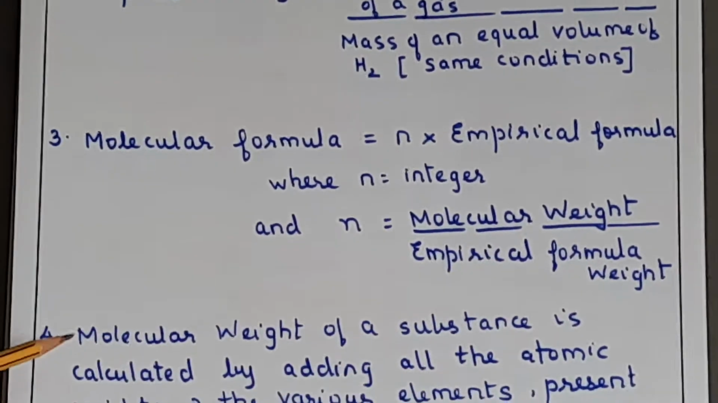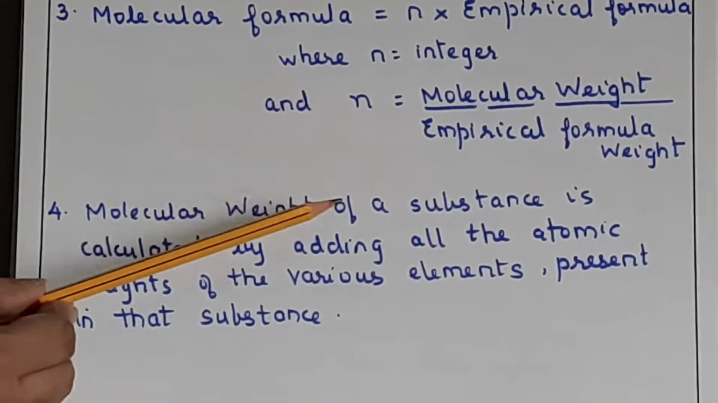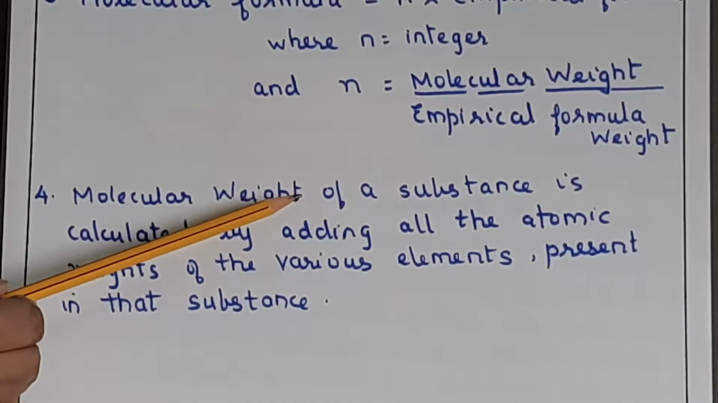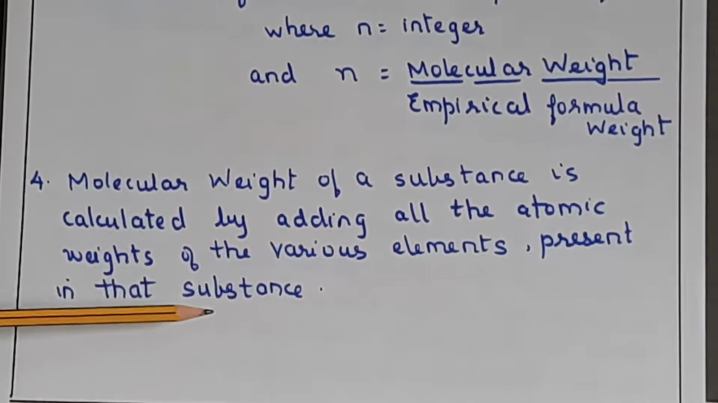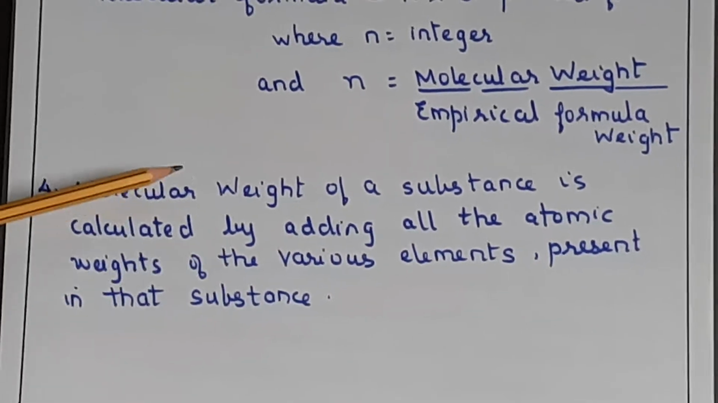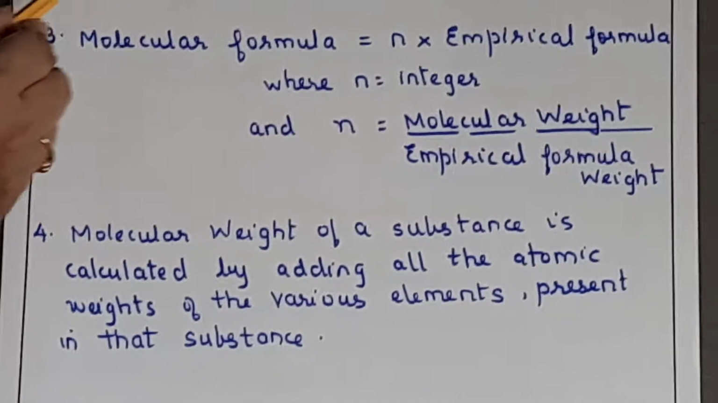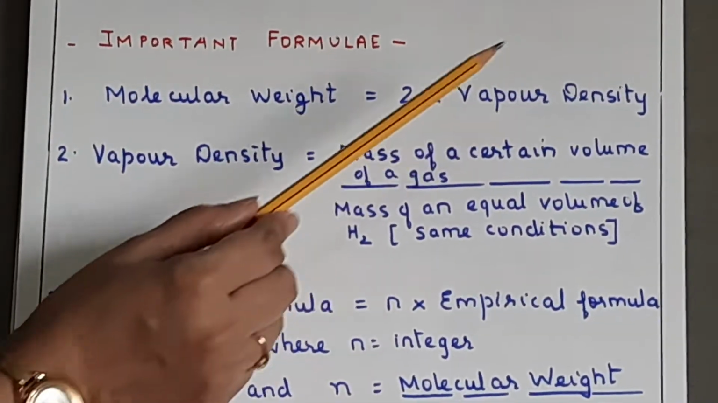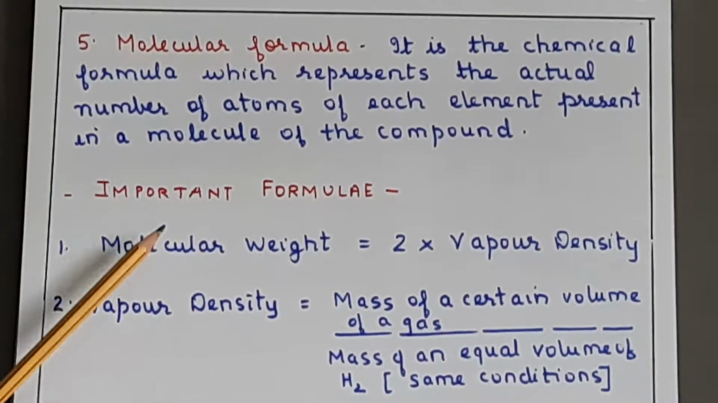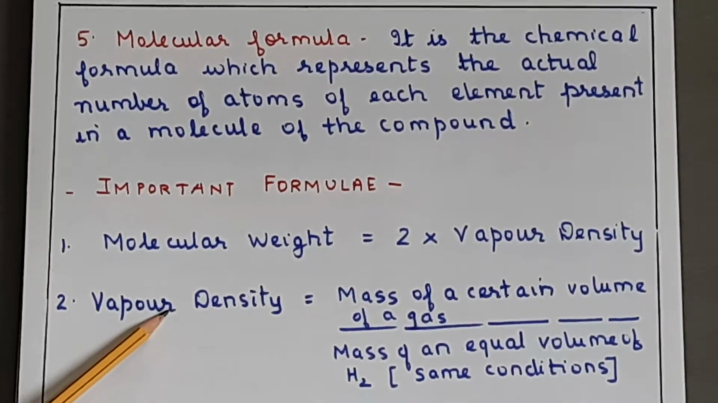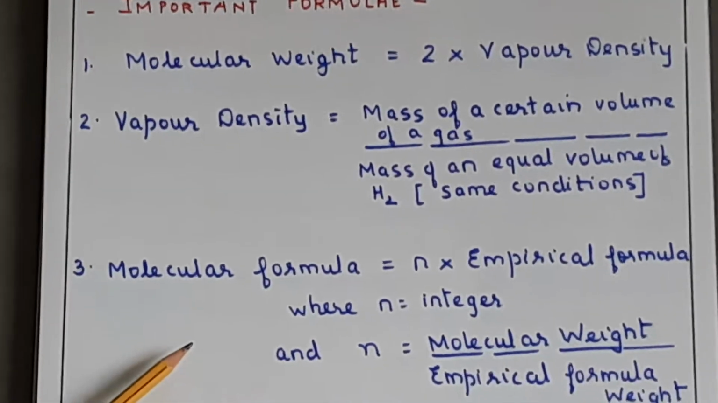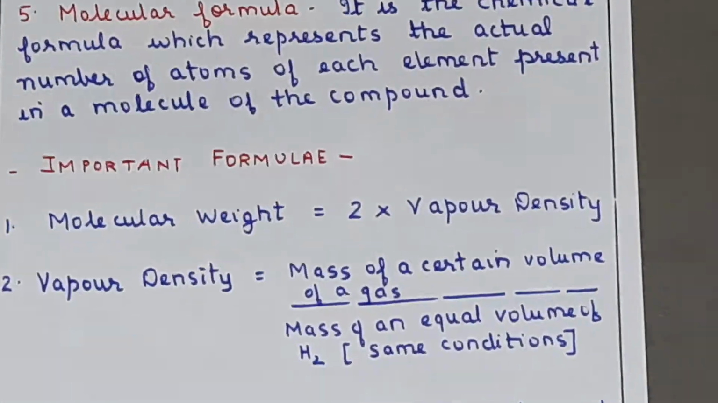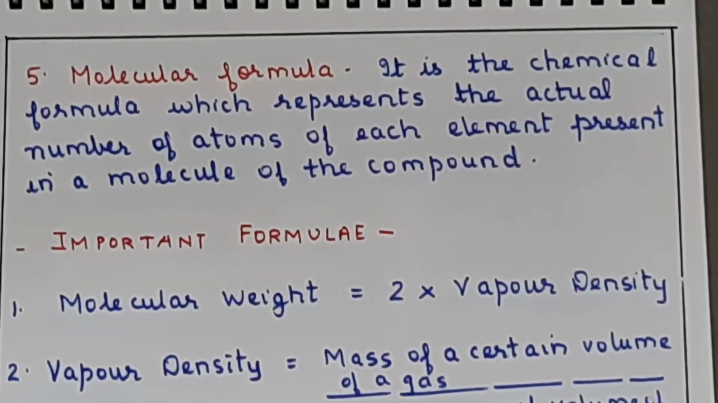Then fourth is molecular weight of a substance. This you already know, in 9th standard we have done calculation of molecular weight, by adding all the atomic weights of various elements present in that substance. So given the atomic weights, you can find the molecular weight, and hence you can find the vapor density. So one type of numerical will be based on that, another type based on this formula, and the third type is based on empirical and molecular formula. In case you have not been able to note down, we'll pause it so that you can note down whatever you have missed.